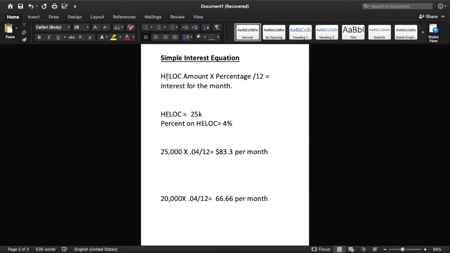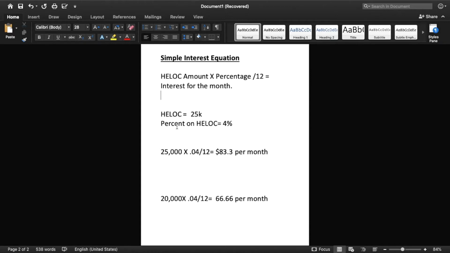So if we look right here, pretty much the equation to calculate simple interest, we're going to take the HELOC amount, we're going to times it by whatever percentage the HELOC is for the interest rate, and we're going to divide it by 12 since there's 12 months in a year. And this is going to be the interest per month.